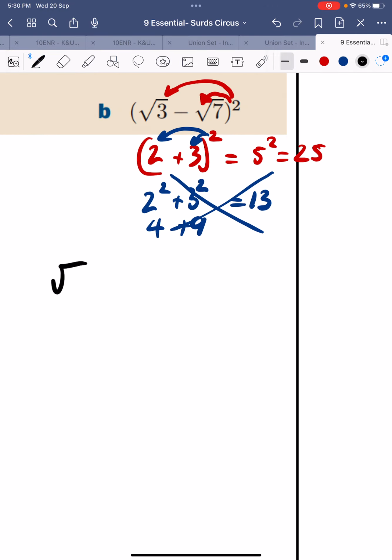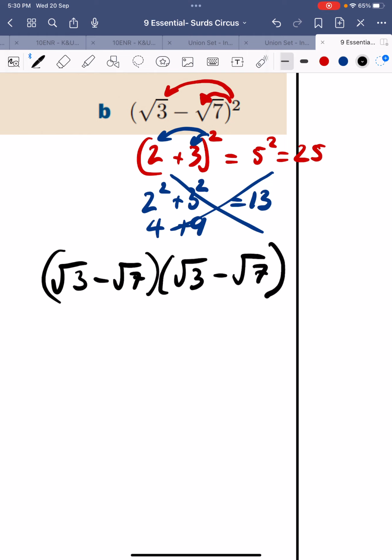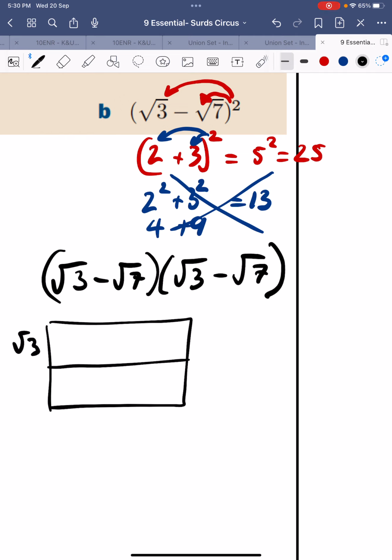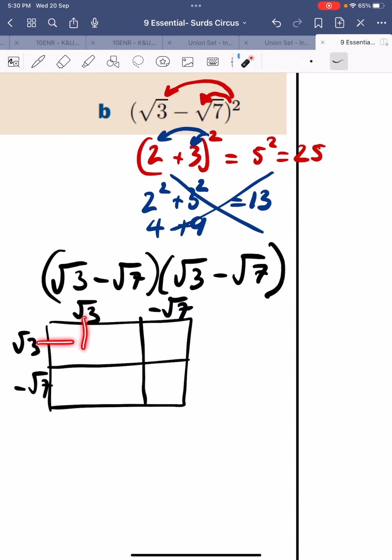So it's got root 3, subtract root 7, and when we say it's squared, it means it's times by itself. So in fact, we should be doing this again using the grid system, if you like the grid system. This is root 3. This is negative root 7. This is also root 3 times negative root 7. And then you go ahead and fill in the pieces according to what you are multiplying together to get into that particular piece of the grid.